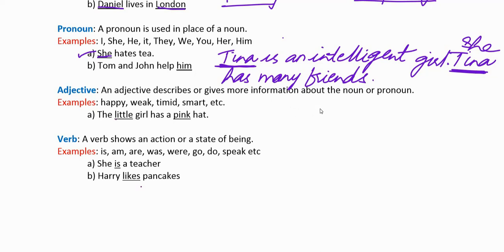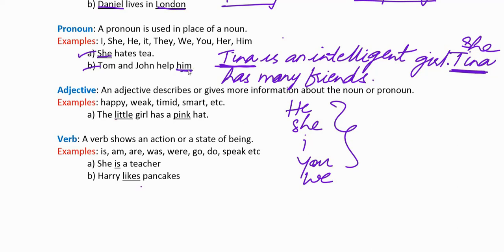What are the subject pronouns? The subject pronouns are he, she, I, you, we, they, etc. Okay? So you use subject pronouns to replace the noun which is present in the subject's place. And in the second example, look at the place of the pronoun here. Him is placed in the object's place.